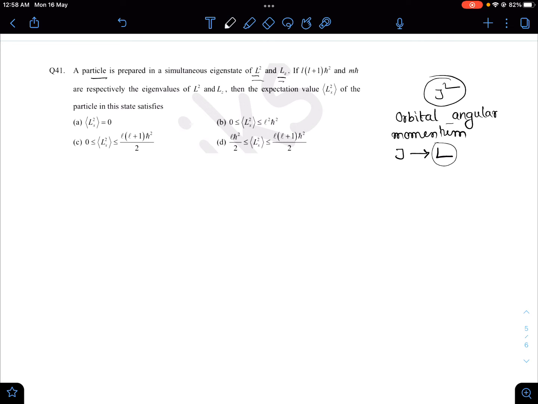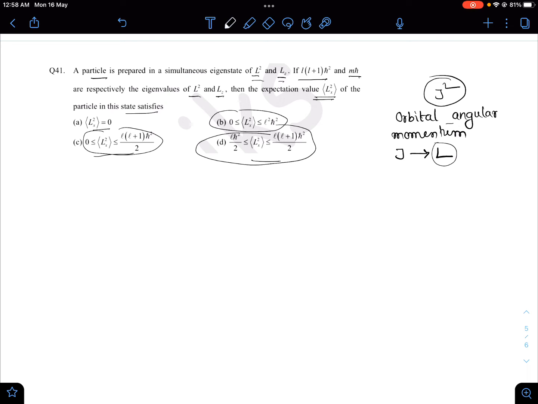So basically the particle is prepared in a simultaneous eigenstate of L square and Lz, like the J square and Jz eigenstate we already discussed. If L into L plus 1 h cut square and m h cut are respectively the eigenvalues of L square and Lz, then we have to show which relation the expectation value of Lx square satisfies, and in which range it lies.